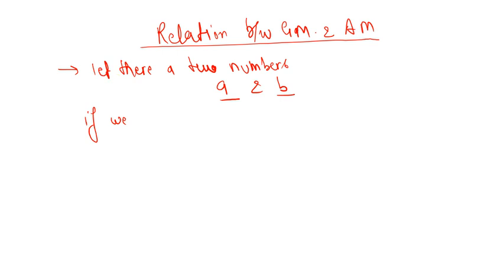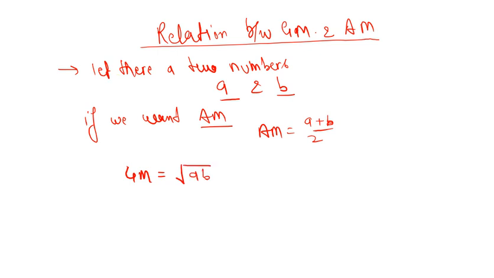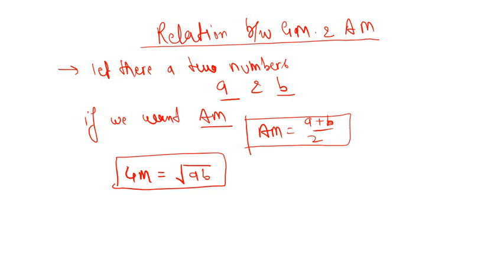If we want to calculate the arithmetic mean for these two numbers, then AM is equal to (a plus b) by 2. And if we want GM, that is geometrical mean, then it will be square root of ab. So this is geometrical mean, this is arithmetic mean. This used to come for arithmetical progression and this used to come for geometrical progression. Why am I saying this?